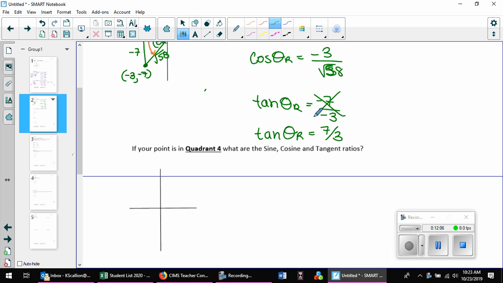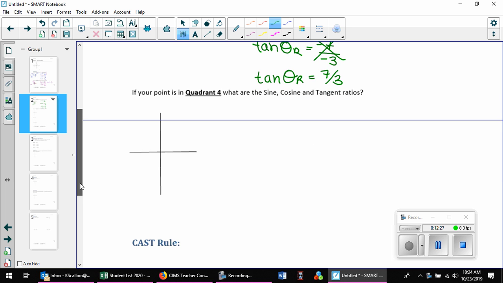Okay, if you're not making that leap, that's okay. The prediction is that tan will be negative, cos will be positive, and sine will be negative. If cos and sine are different, then your tan is always going to be negative, right? Exactly. Okay, don't ruin the fun.